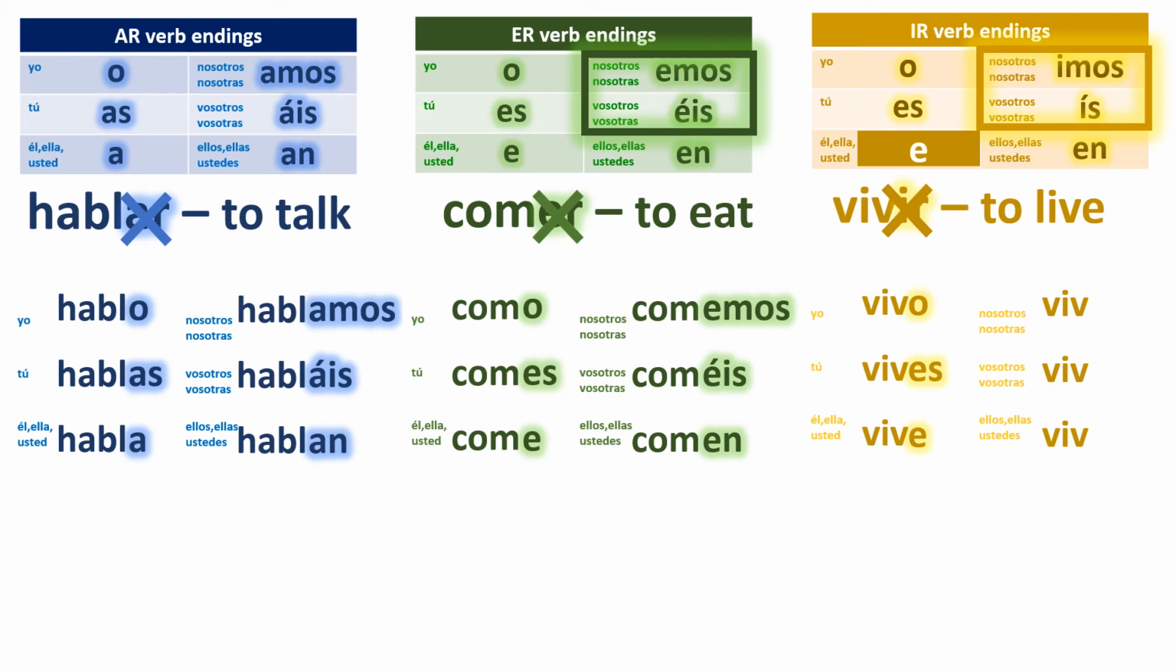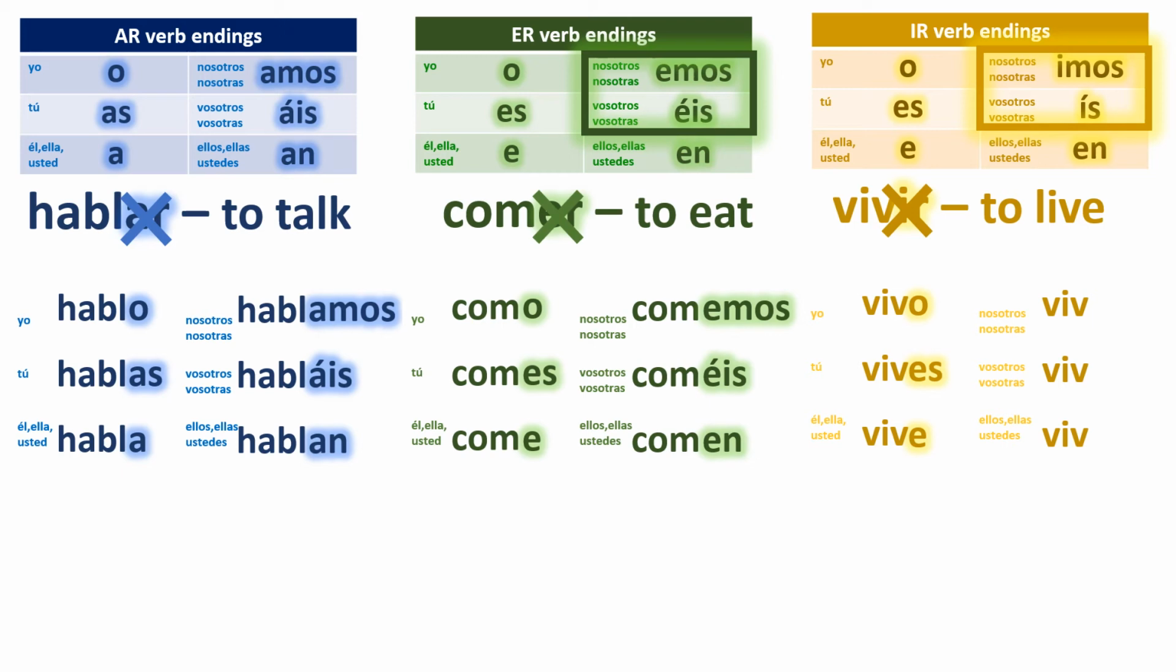Please notice that the yo, tú, él, ella, and usted forms are the same for ER and IR verbs in the present tense. Now let's begin our plural side. Please notice that nosotros and vosotros are different. This is where ER and IR verbs change from one another.